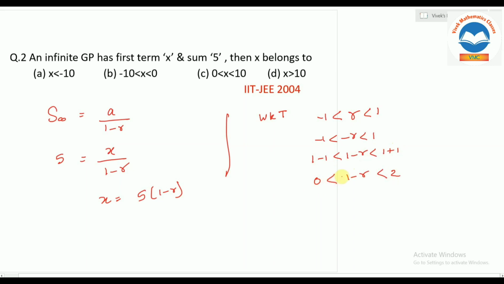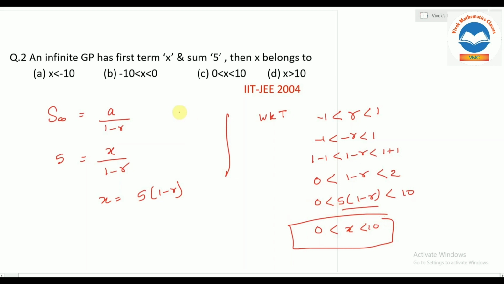Now you have to multiply by 5. So 0 is less than 5 into 1 minus r, which is less than 10. This is our x value. It means x will vary from 0 to 10. This will be your answer, 0 to 10, option C. Next.